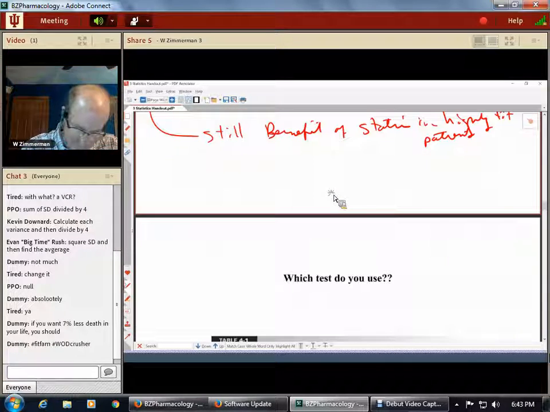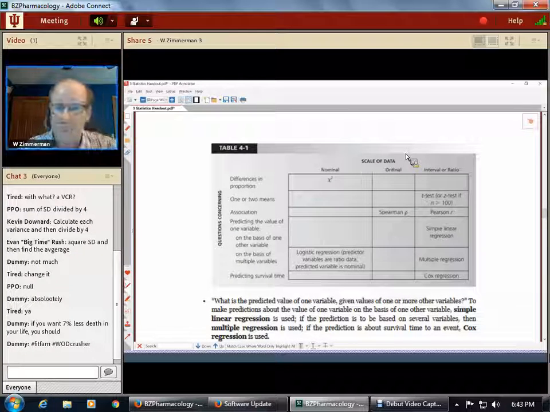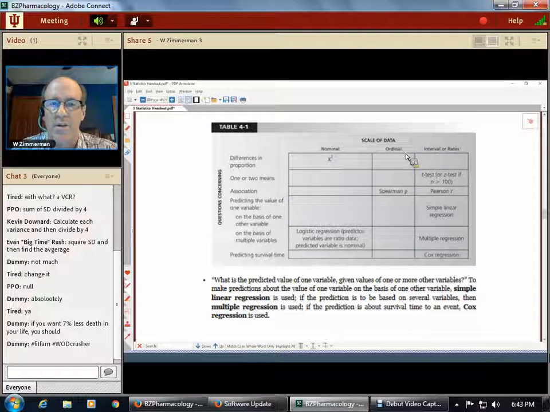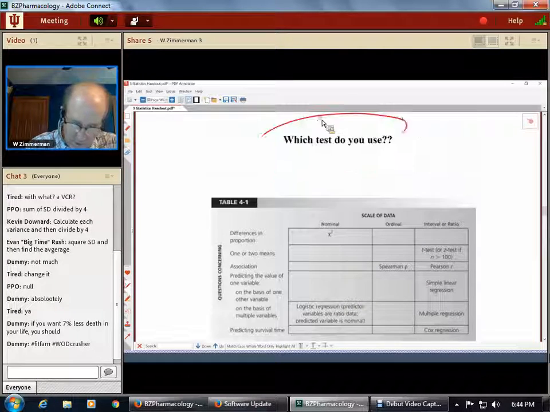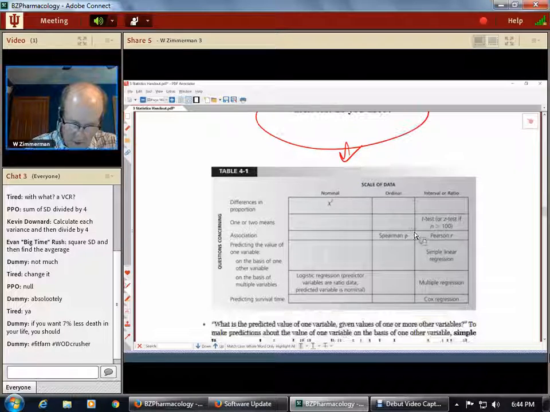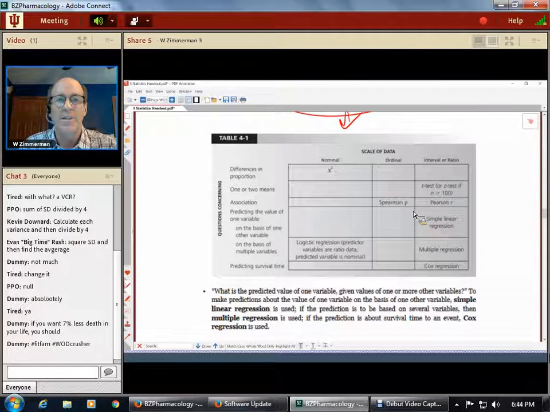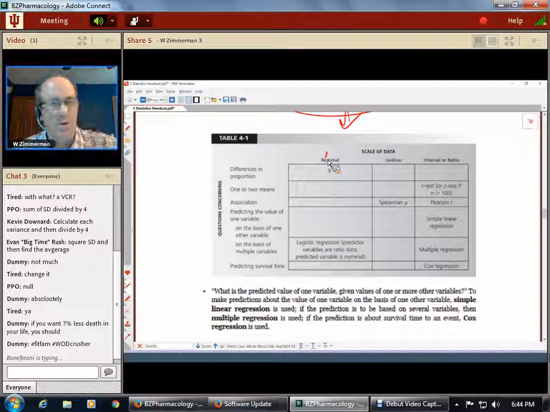All right. I don't know that this copied very well for you guys. Sorry if it did, but let's go through it. When you're presented with data and you're wondering which statistical test to use, that's really what this is about. Which test do you use? You've got to decide what kind of data it is. If it's nominal, it's yes or no, pregnant, not pregnant, HIV positive or HIV negative. So it's one or the other.